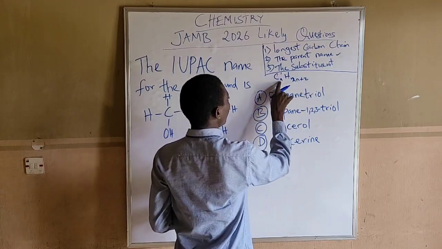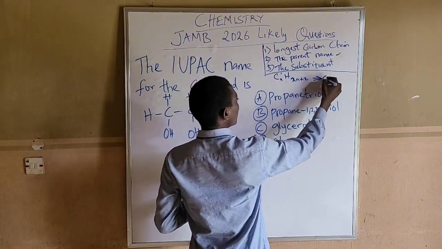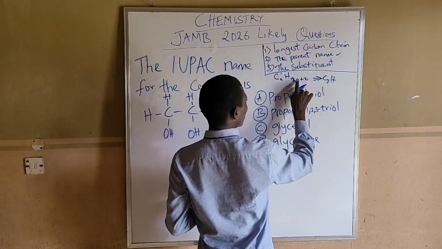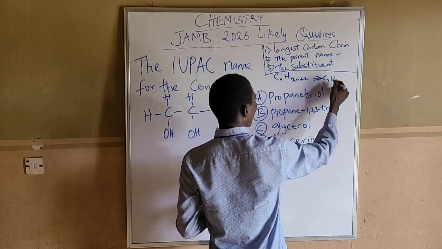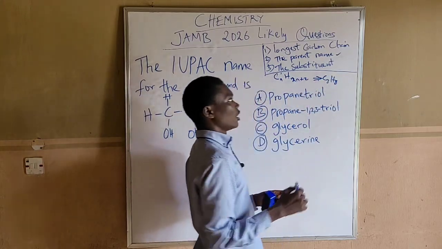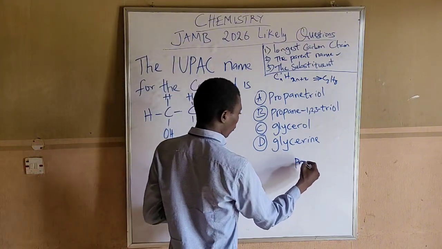CnH2n+2. If n is equal to 3, that is 3 carbons, we have C3H what? 3 times 2 will be 6, plus 2, that will be 8. So that will be C3H8. That's what? Propane. So we have propane.